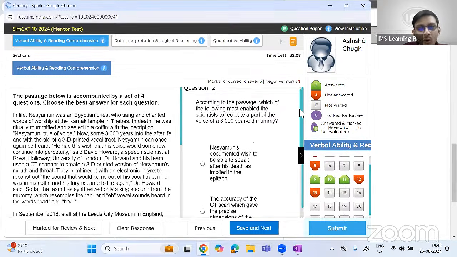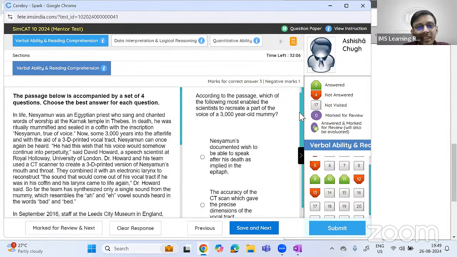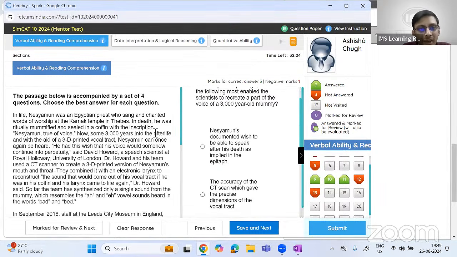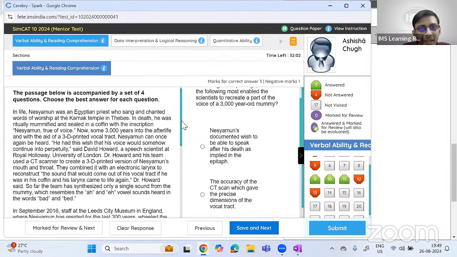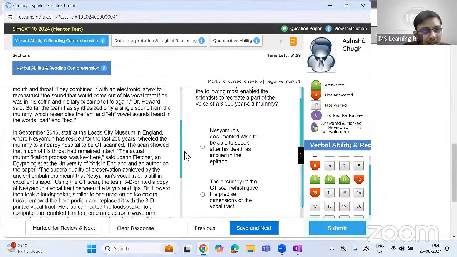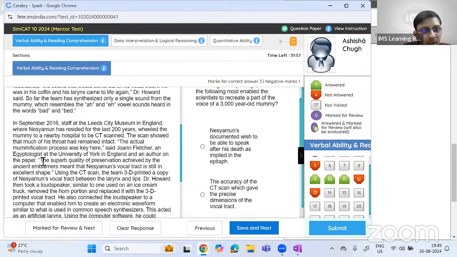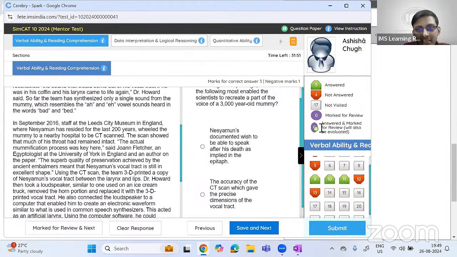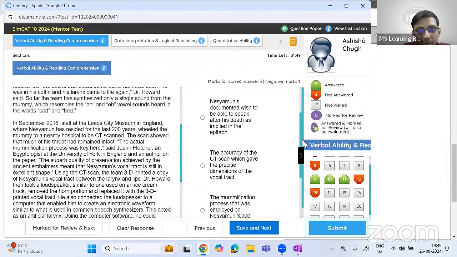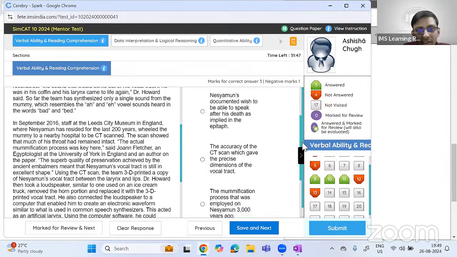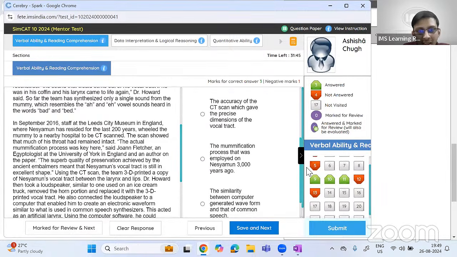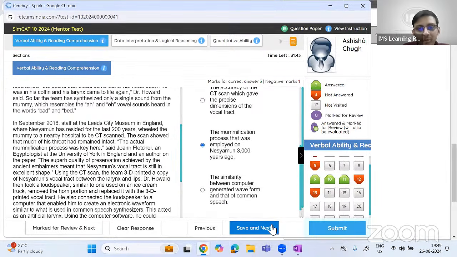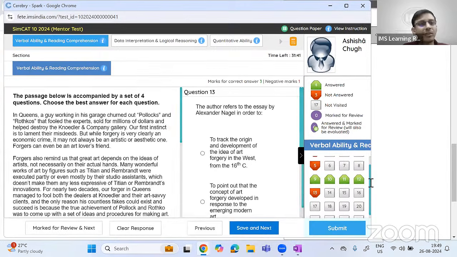Now, next one: according to the passage, which of the following most enabled? Okay, so I think I saw something, most enabled to recreate. One second. The superb quality of preservation achieved by the embalmers. And because of that, the vocal tract is in excellent shape. Yes, superb quality of preservation. Okay, not the first option. Mummification process that was employed. Okay, pretty sure this is correct also.